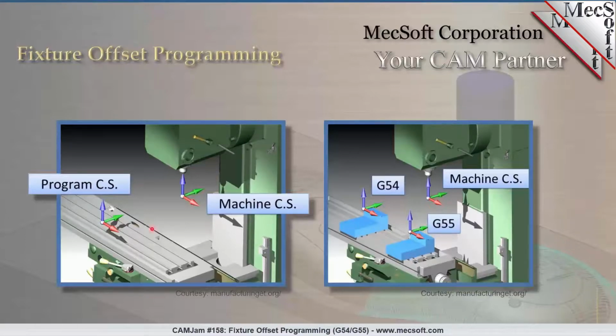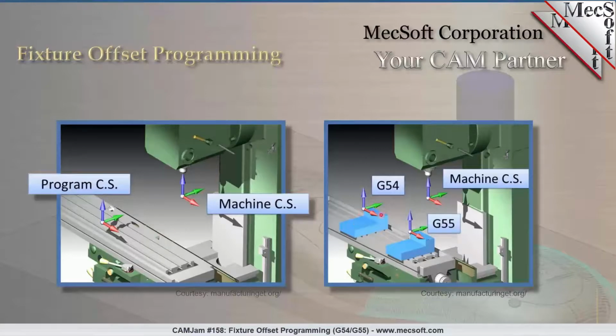So when you have multiple parts that are sitting on multiple different vices on your machine table, and each of the parts or each of the material that you have their own origins established, we could program these very efficiently and easily in our CAM program using fixture offsets.